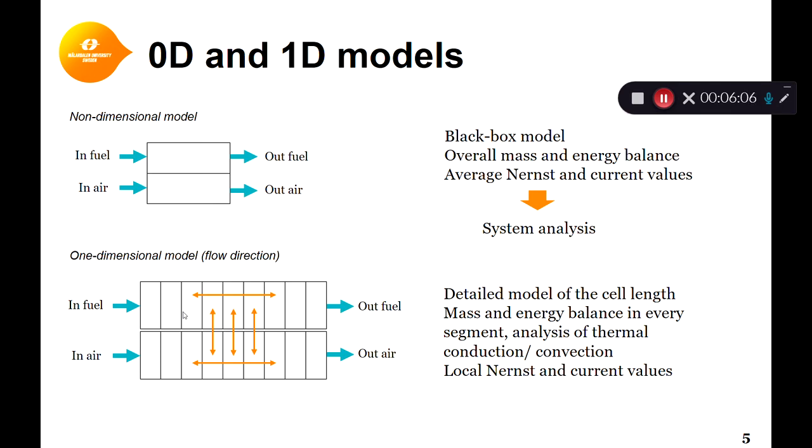One further step in complexity is two-dimensional models, in which also the perpendicular direction to the flow is considered.